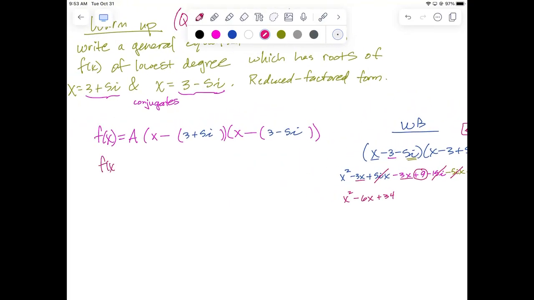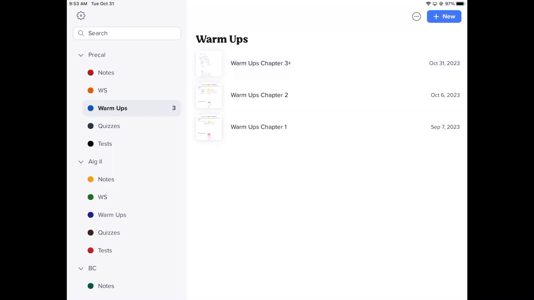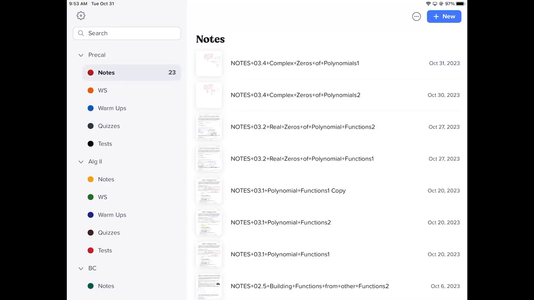All I got to do is bring it back in over here to the project, and I get a times x squared minus 6x plus 34. And if we had an ordered pair that we were trying to force this to go through, then we can go ahead and find the value of a. But right now, we'll just leave it in general form. And that's it. Okay? 3 plus 5i, 3 minus 5i. Questions on that? All right, let's go back to the notes. Give us the notes. We love our notes.